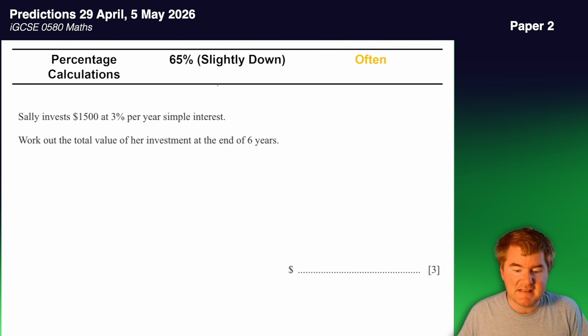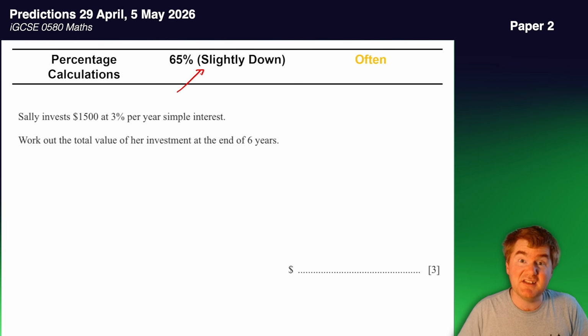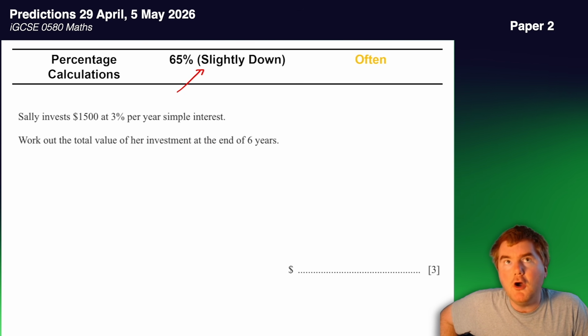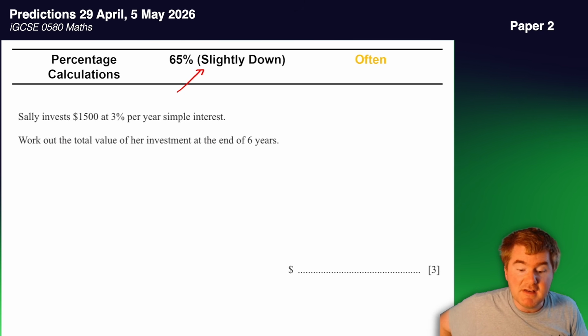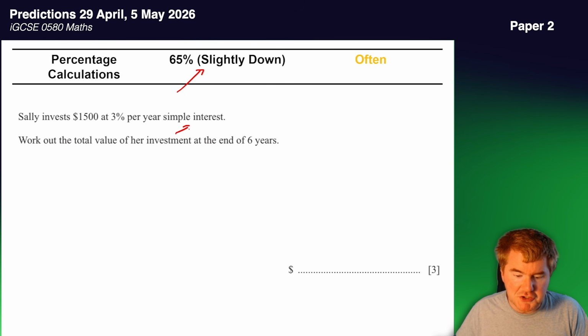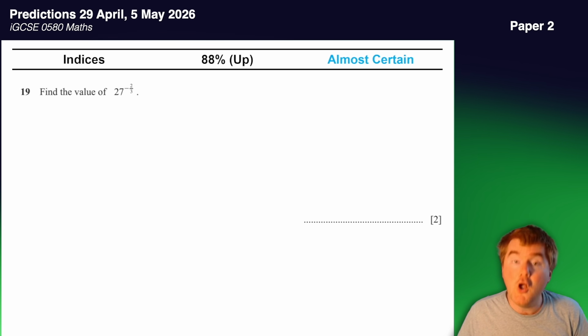Percentage calculations here down at 65%, so it's not so common on paper 2 non-calculator. They do put it on paper 4, but there's no reason, for example, a simple interest question they can't put on paper 2. Notice you can work out 3% of 150 pretty straightforwardly, and then you can just add that on over 6 years.